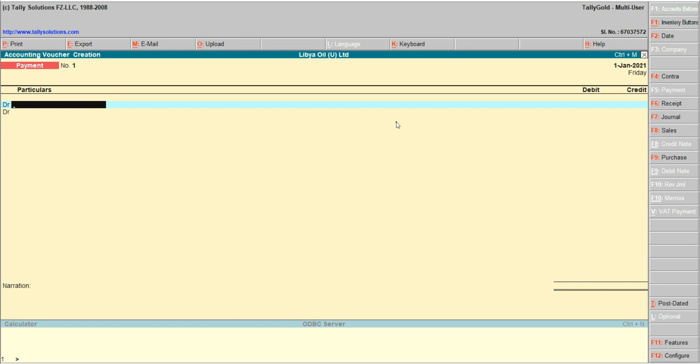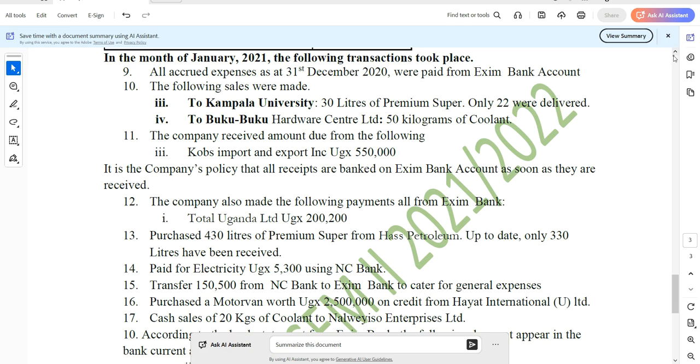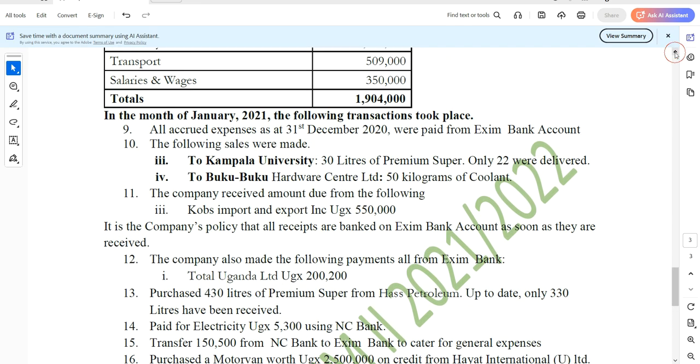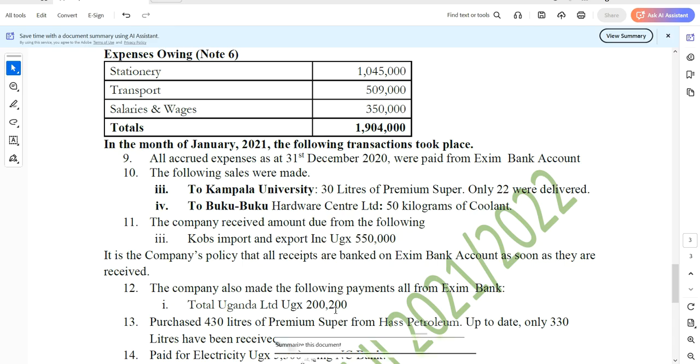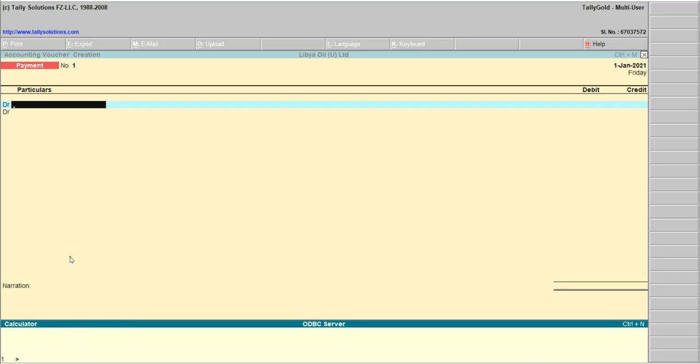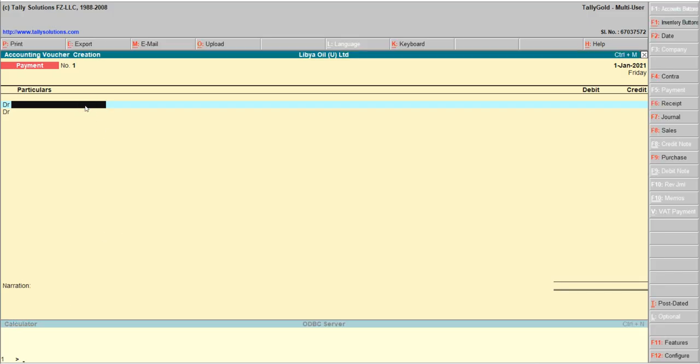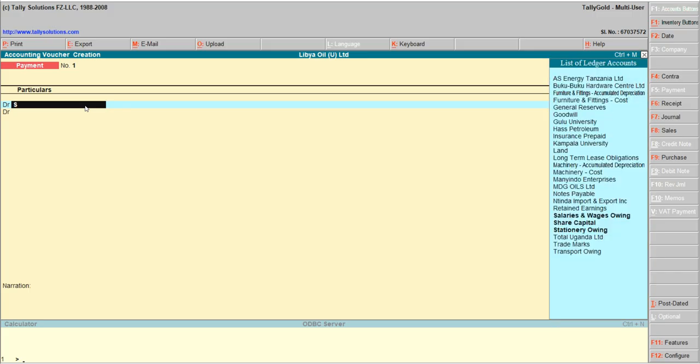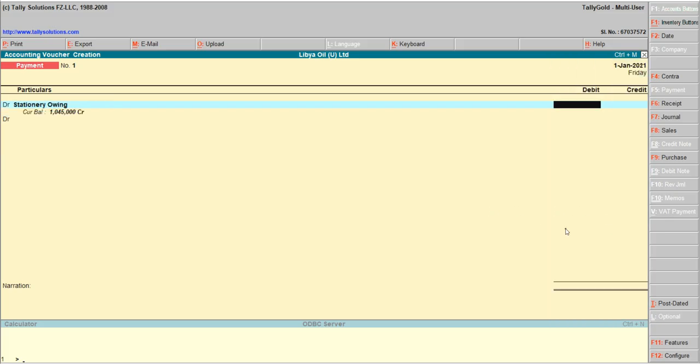I think those are the settings we need for now. Okay. Now, what are the accrued expenses? We have stationery, transport, and salaries and wages. All these are going to be paid. So these are liabilities. We are going to debit the liability accounts. So stationery owing, that one should be selected. How much? It's 1,045,000. That account is to be debited.